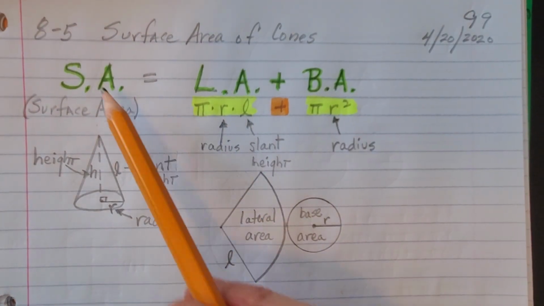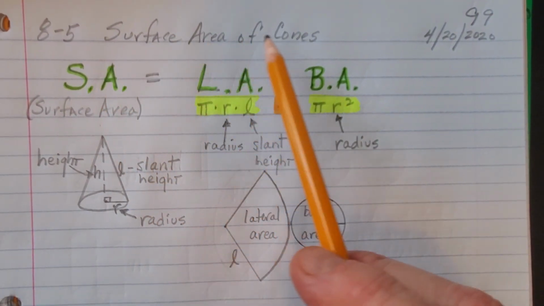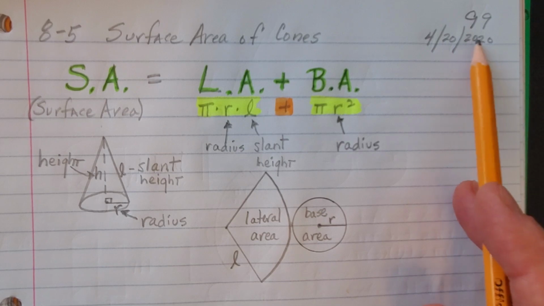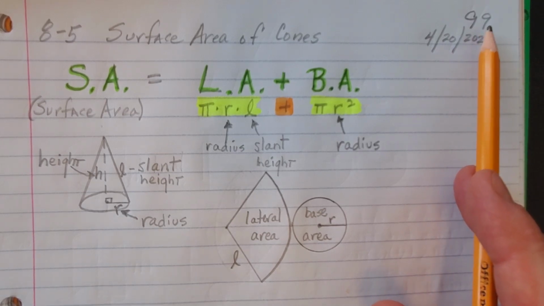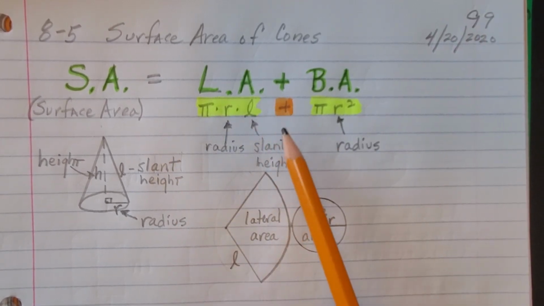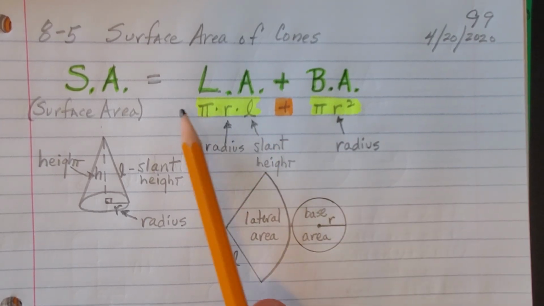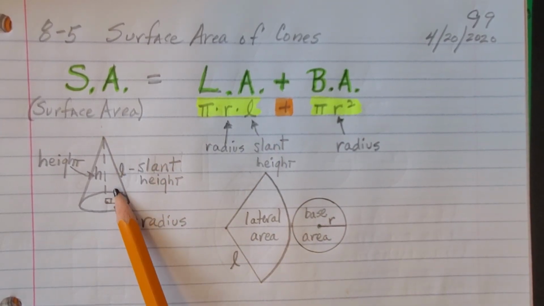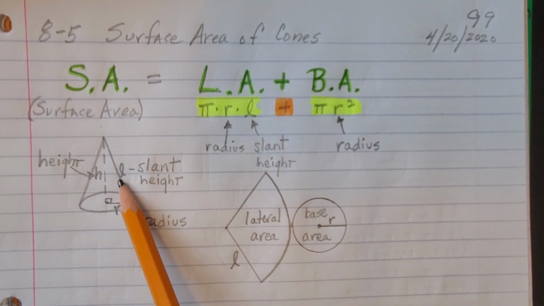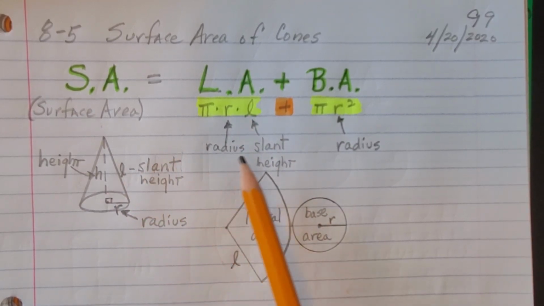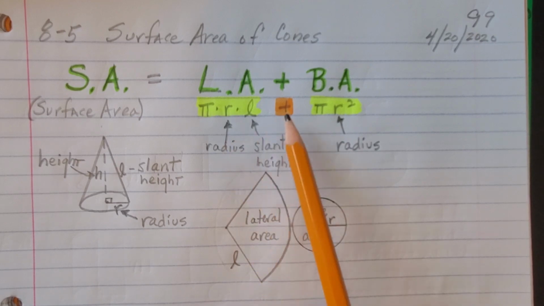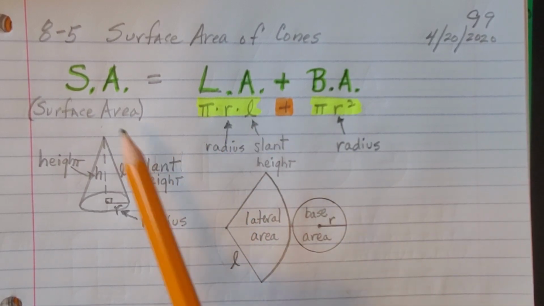Okay, guys, this is section 8.5, surface area of cones, 420, page 99 of your notebook. Make sure you are either printing this out or writing this down in your notes, and you're using it for the surface area, in this case, of a cone. I just taught you the surface area of a cylinder, so make sure you're using both formulas, and you have to watch this to do that.